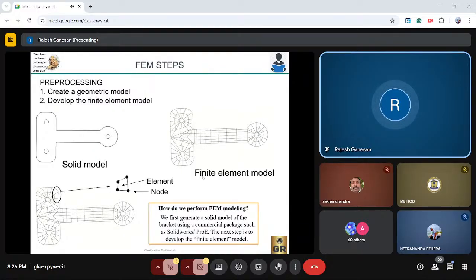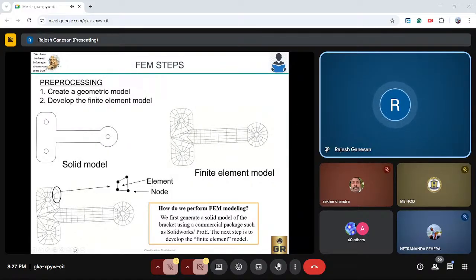As you can see on the left side, it is a solid model, which I am going to create in 3D CAD software. The next one is the finite element model. Finite element model in the sense, similar to what we are seeing in the vertical machine, in a similar way I am splitting the item into small pieces.